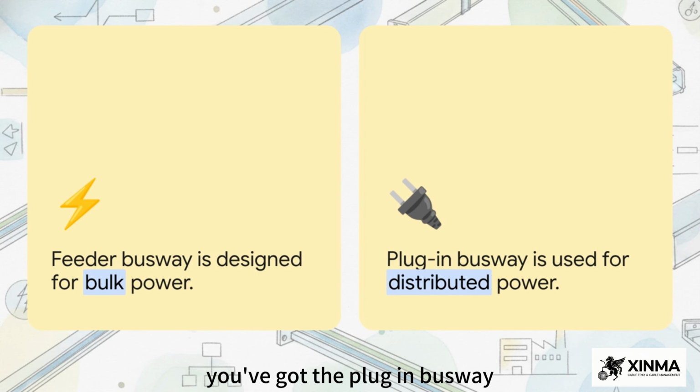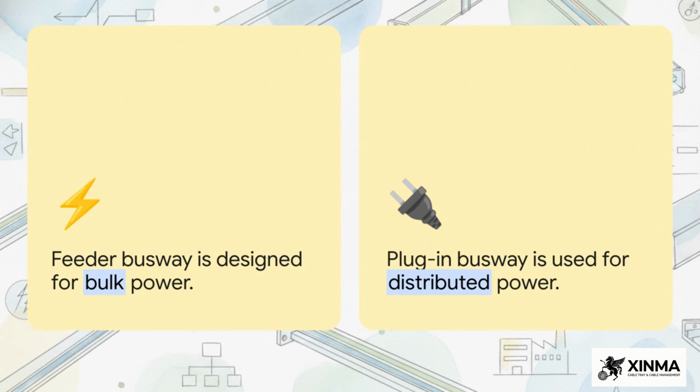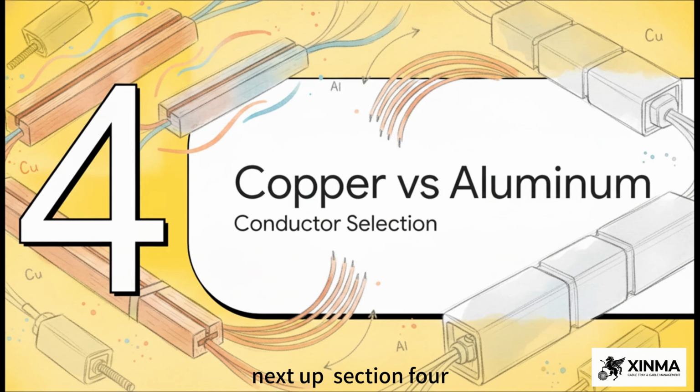On the other hand, you've got the plug-in busway. This is built for distributed power. If your facility needs power dropped down at multiple flexible points, like in a highly adapted manufacturing plant or maybe a data center server row, then plug-in is your clear path. Next up, Section 4, copper versus aluminum conductors.